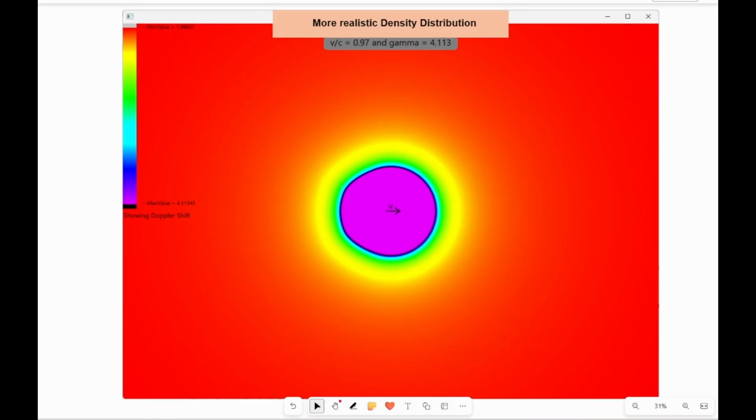So a more realistic density distribution, and this is just me making some distribution up, but essentially right around the edge, so this is n, or, I don't know which one I keep, and then right on the edge is gamma. You can look over on this bar on the left side: purple is essentially 4, and then as we get further away from the inertial sphere, we approach a gamma of 1.